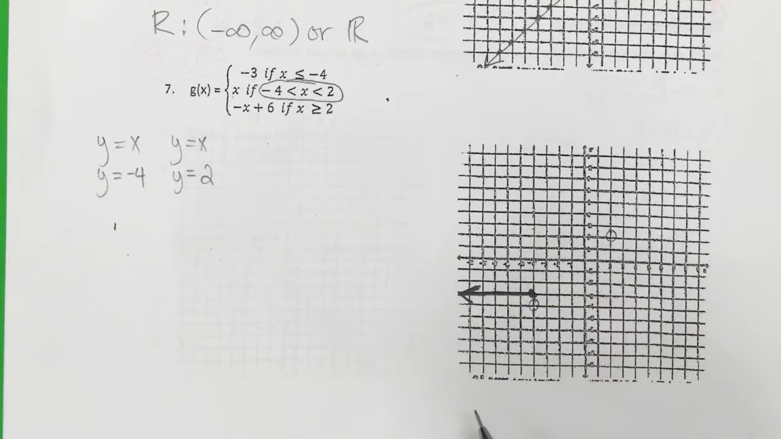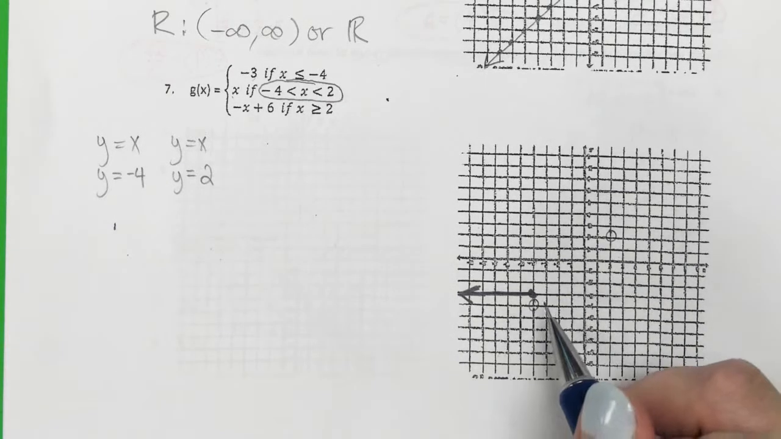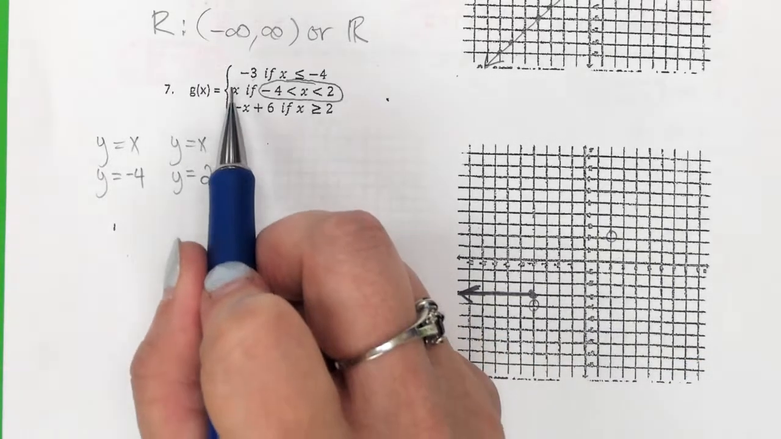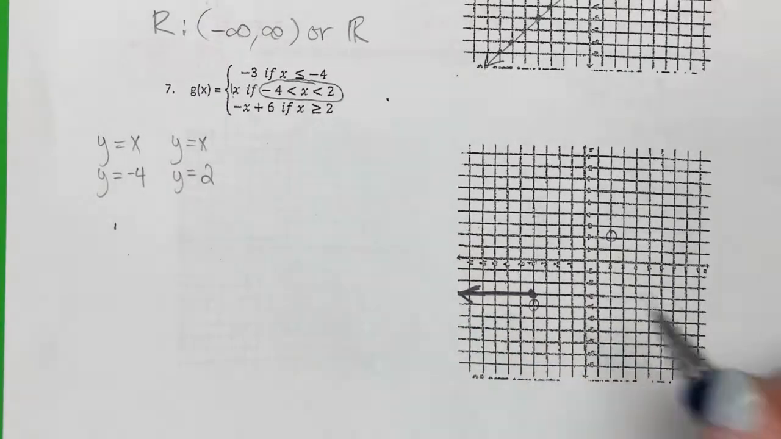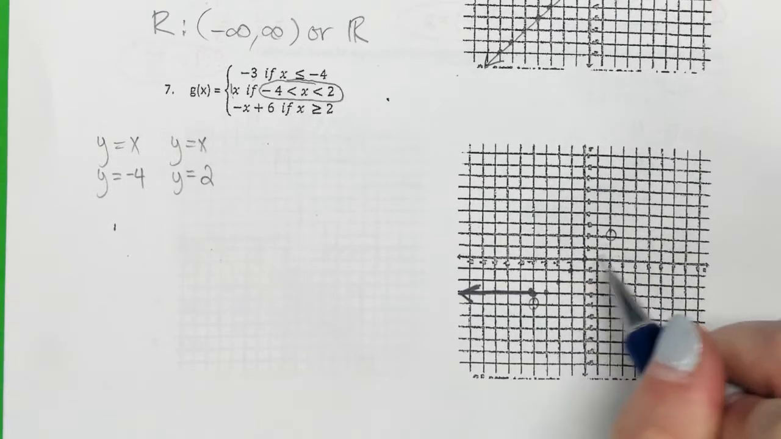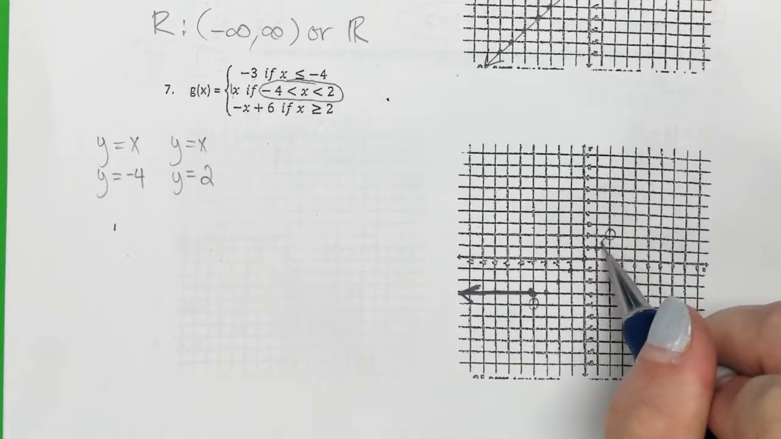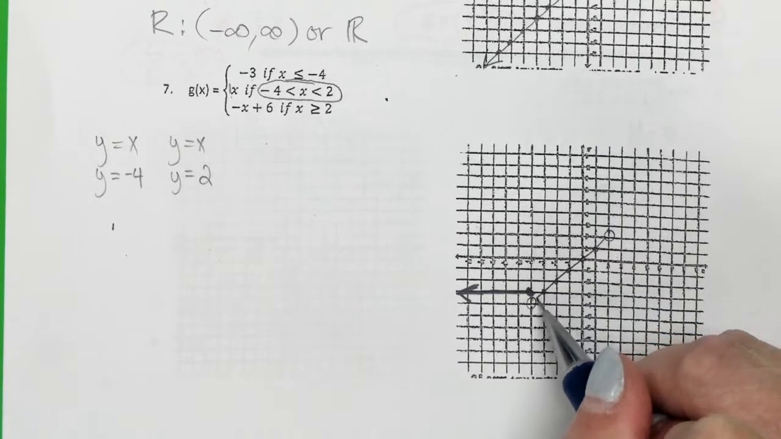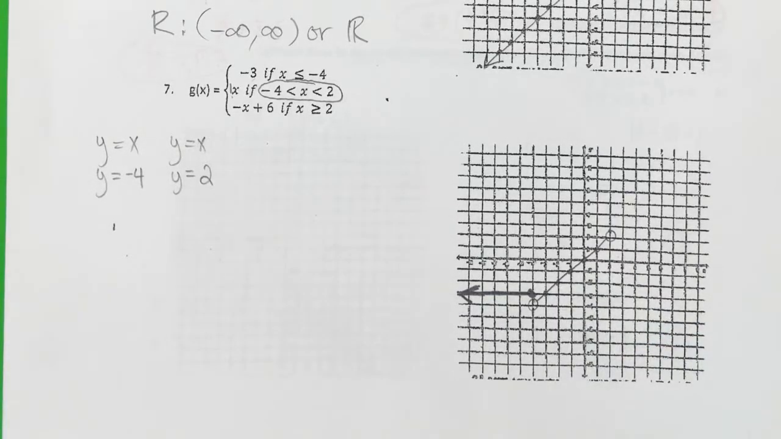Y'all okay so far? Okay, now don't just draw a random line between those two because you want to make sure you've got points. What's your slope right here? 1. And then you just connect all those. So it's a line segment. Y'all okay? All right, last one.